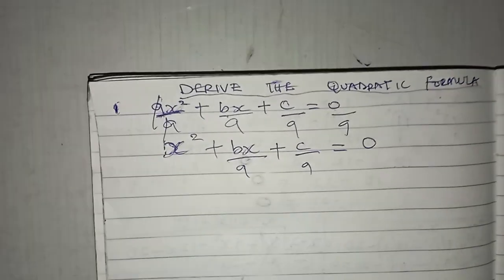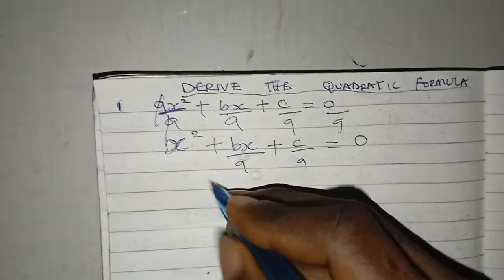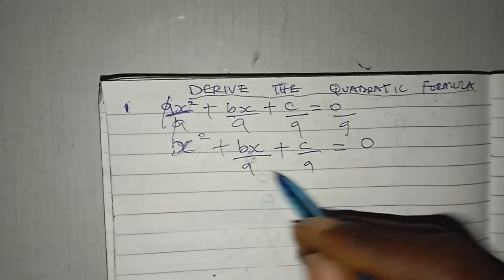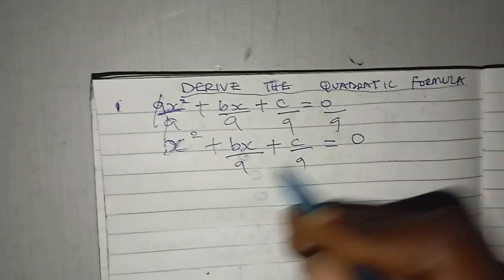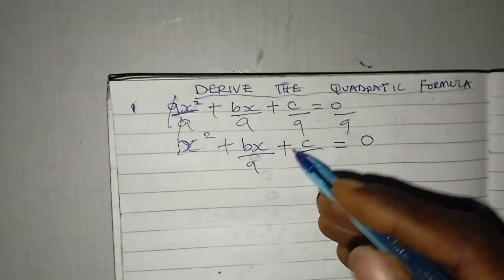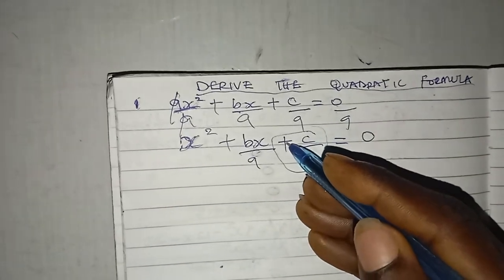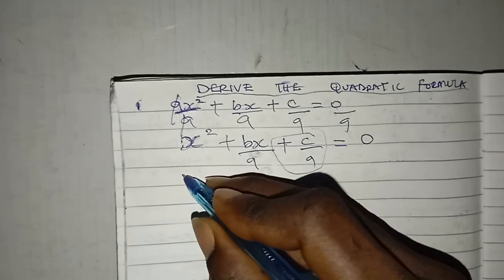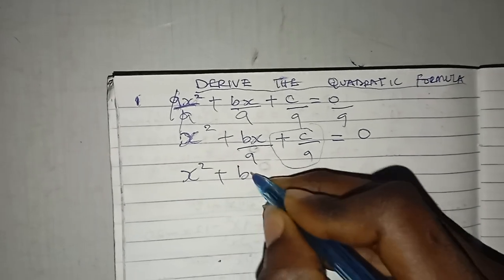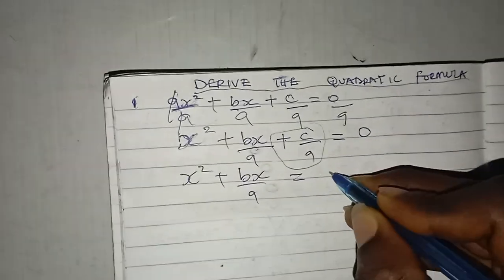So the next thing we need to do now is to take the constant term to the right hand side. I don't like all these ones where they say subtract it from both sides. No, you just remember in secondary school that once we have this kind of thing, we say cross the equality sign, it will have negative. So it will now be x squared plus bx over a equals, crossing the equality sign, minus c over a.